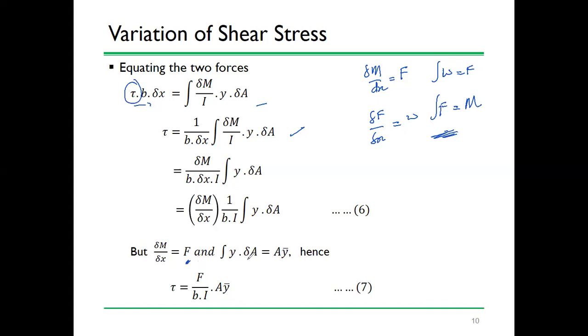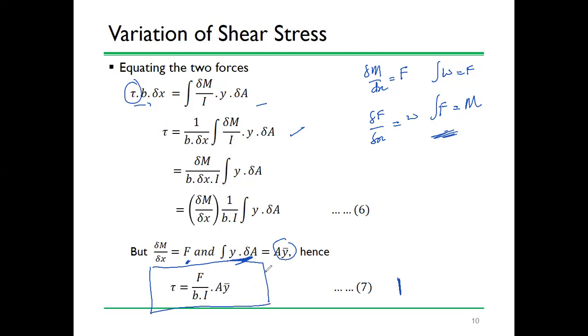And then y dA, if you remember, we are representing it as A y bar. So if you remember, this is the first moment of area. And this helps us to get our y. So we are calling this quantity A y bar. So in summary, tau is equal to F over B dot I, times A y bar. And basically, this one is the formula for shear stress.